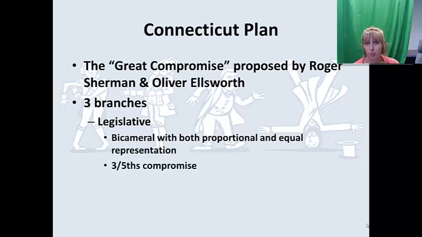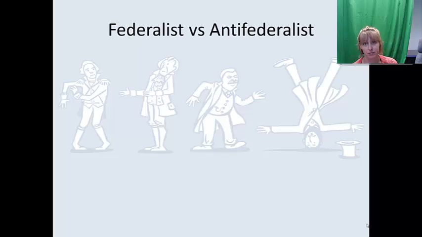The 3/5 compromise, just to refresh, is where they decided that for the purposes of representation, slaves would count as 3/5 of a person, despite the fact that they would have 0 right to vote, which meant states like Virginia could utilize their slave population in order to acquire greater representation at the national level.